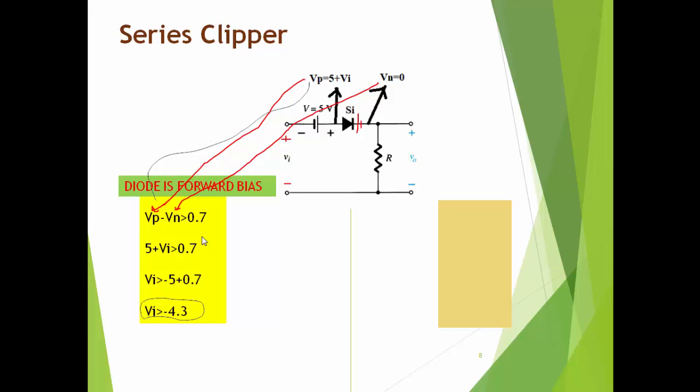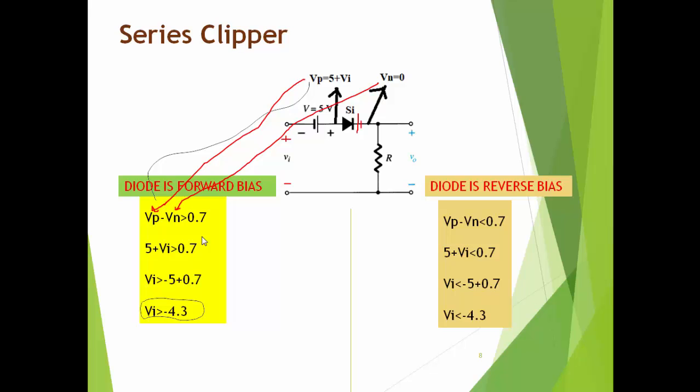Now, we go for reverse bias condition. In reverse bias condition is Vp minus Vn is less than 0.7. Now, put the same value of Vp and Vn. We will get the condition. Condition comes Vi is less than minus 4.7. If Vi is less than minus 4.7, in that condition, silicon diode is reverse bias.